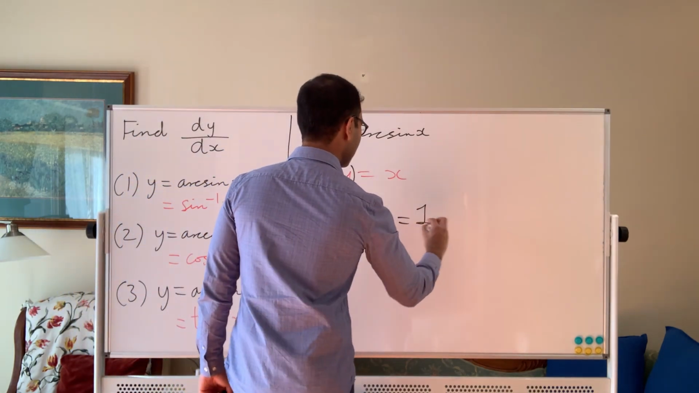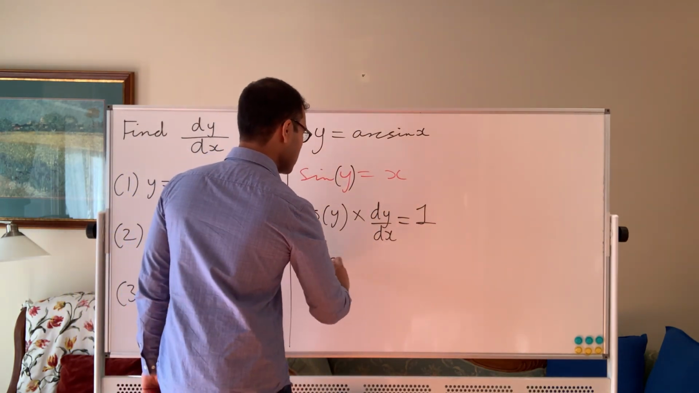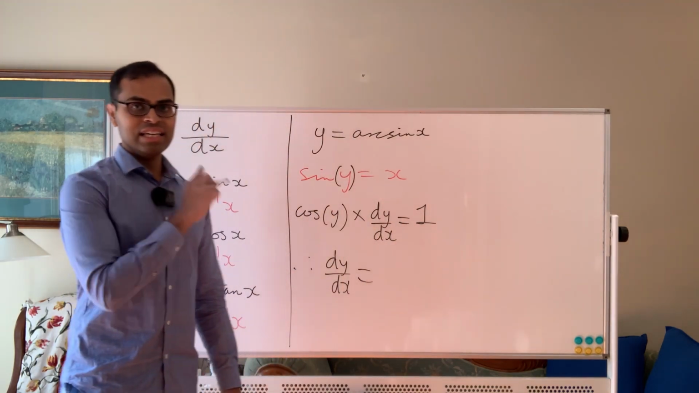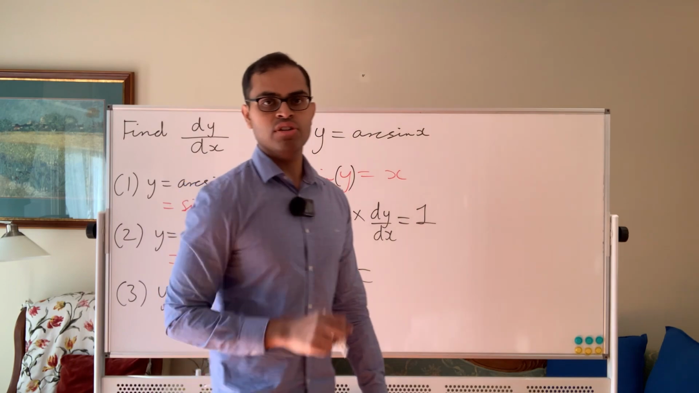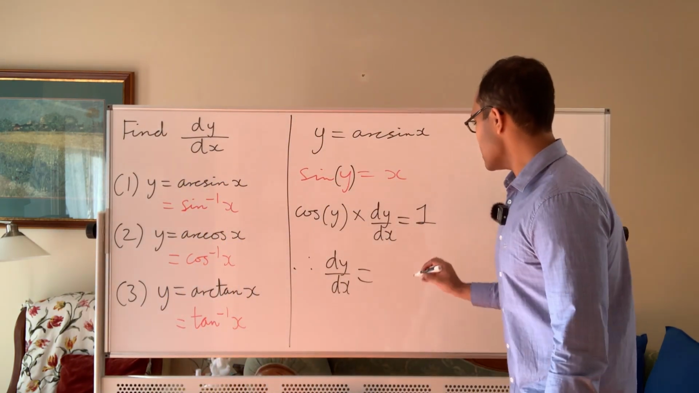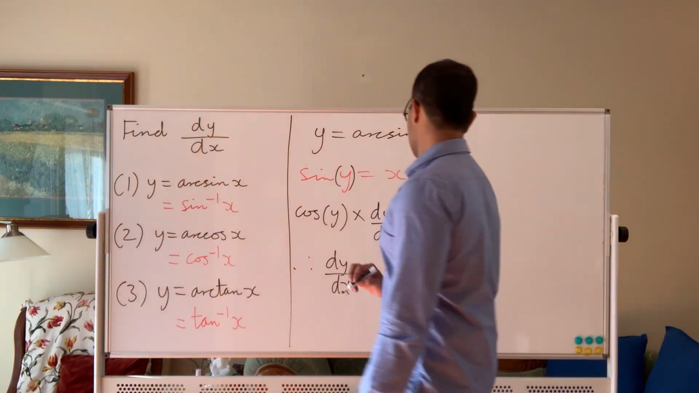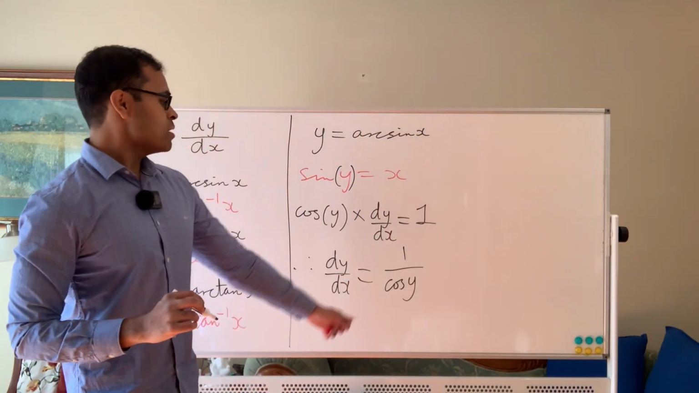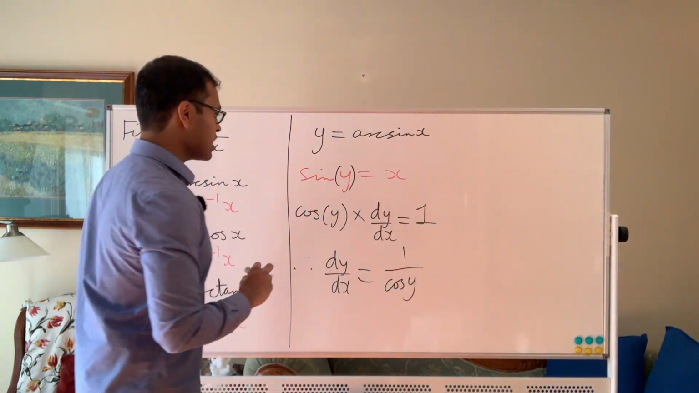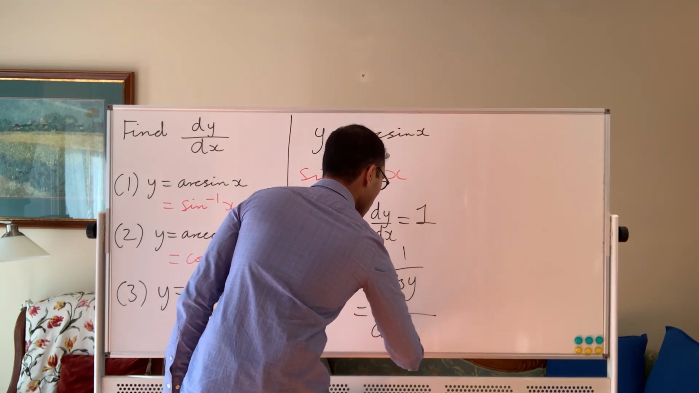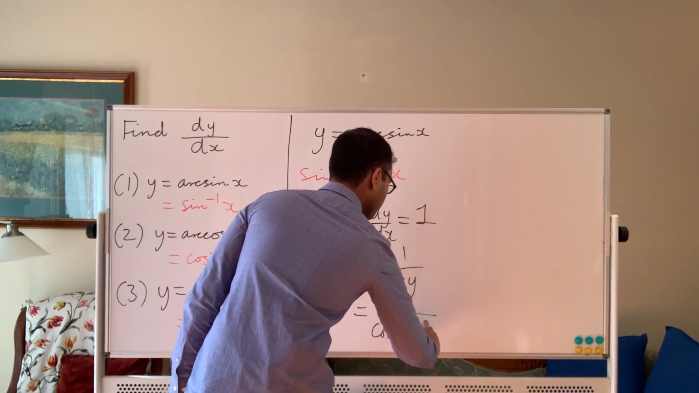So we get that. And now this is super cool because we're just going to solve for dy dx. This is how implicit differentiation generally works. It's an easier example of implicit differentiation, when you have inverse functions. So dy dx is going to be 1 over cosine of y. And now we just plug in. You could leave it like that, but you want to plug in what y is. y is arcsine x. So it's going to equal 1 over cosine of arcsine x.